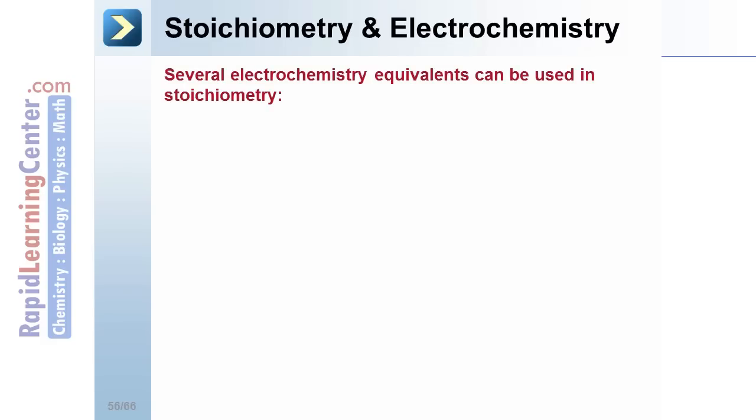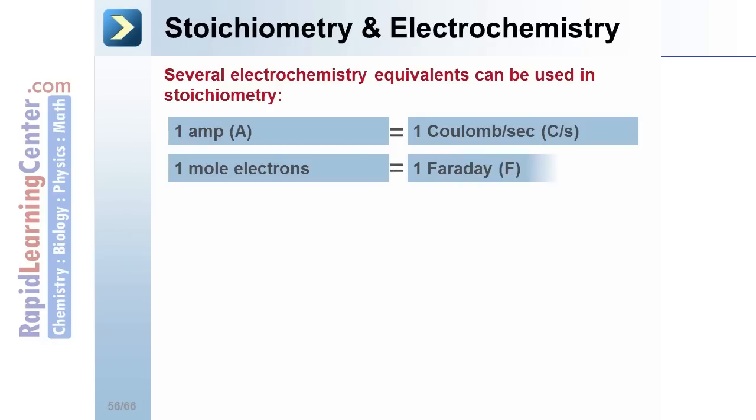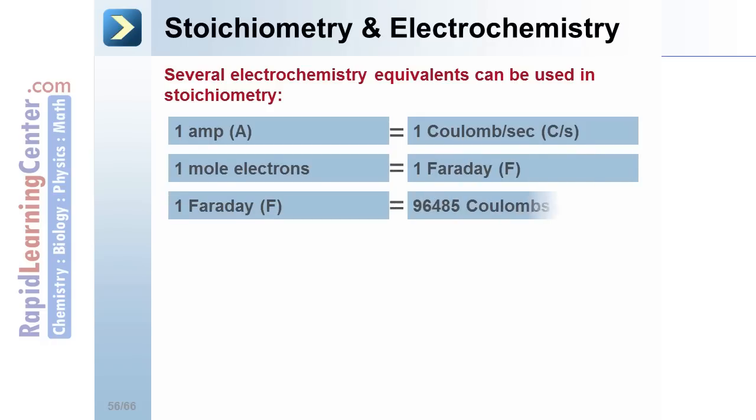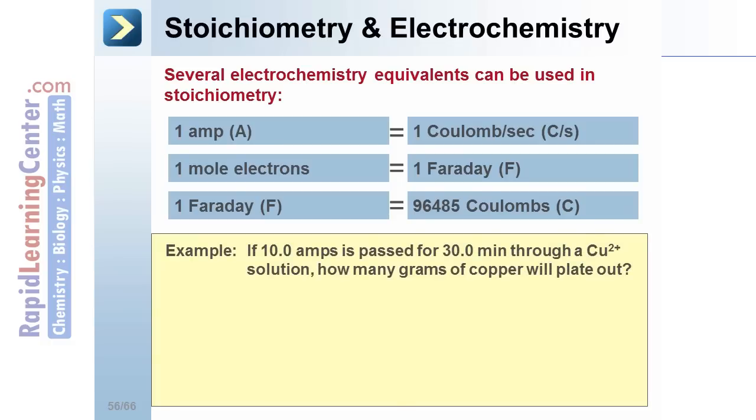Electrochemistry calculations also use stoichiometry. New units, such as amps, which measures the charge per second, and Faraday, which measures the charge on electrons, can be used as equivalents in electrochemistry stoichiometry. For example, if 10 amps is passed for 30 minutes through a copper +2 solution, how many grams of copper would plate out? 10 amps is the same as 10 coulombs per 1 second.